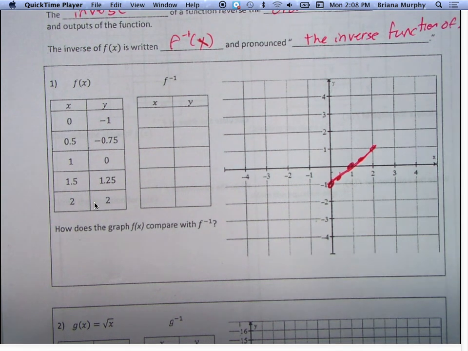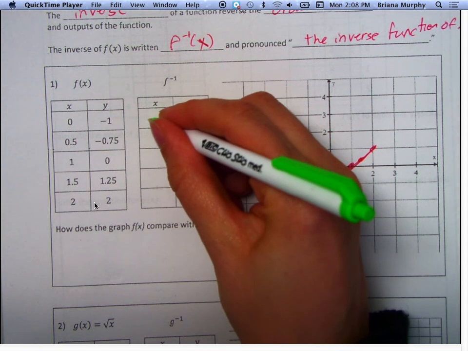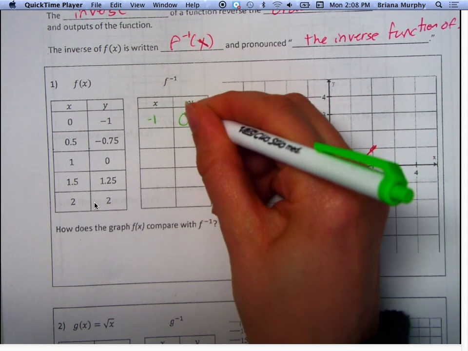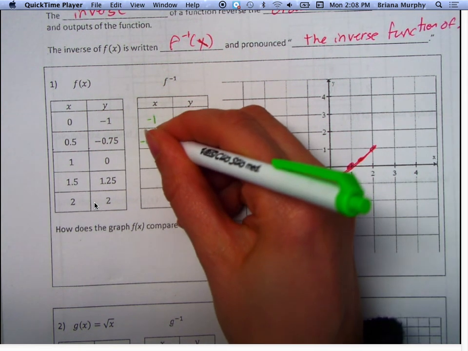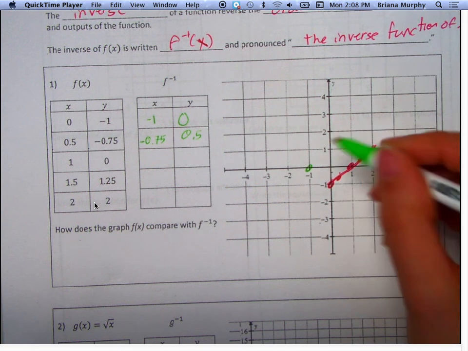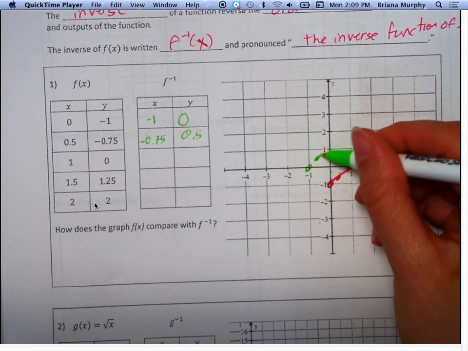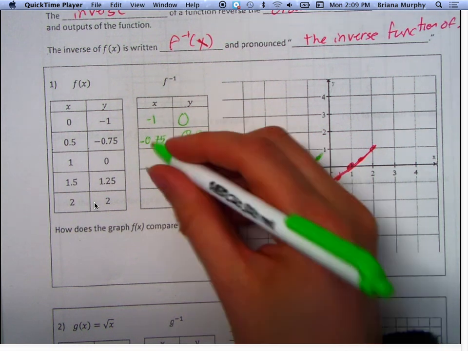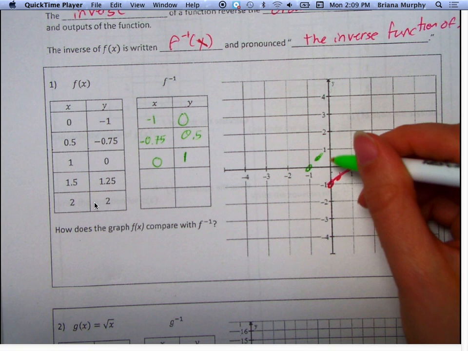Okay? The inverse of that is going to be, as x is negative 1, y is 0. As x is negative 0.75, y is 0.5. So at negative 0.75, we're at 0.5. So you just reverse? Yep. As x is at 0, y is at 1.